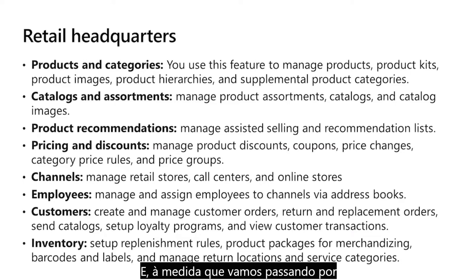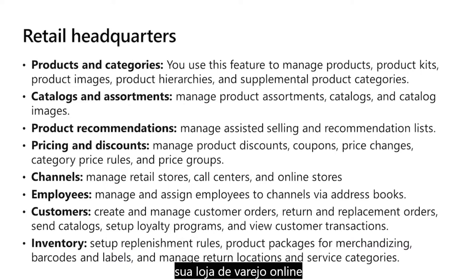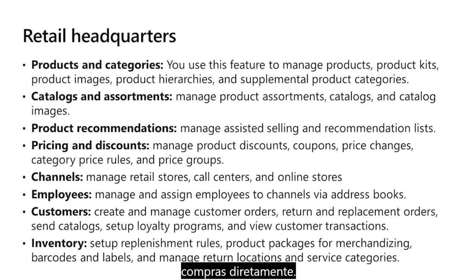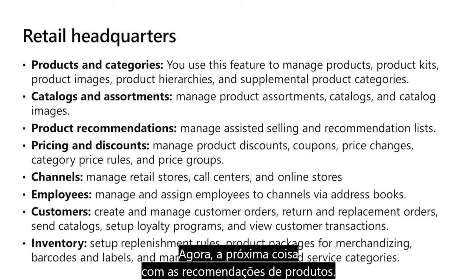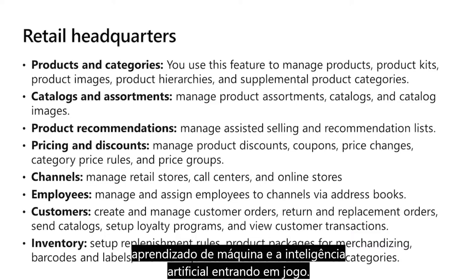And then as we go through with your catalogs and your assortments, this is where you can start to build your catalog for your online retail shop that can then be either posted for your call center employees to use or for customers to shop directly. Now, the next thing with product recommendations, this is really cool because this is where we start to see that machine learning, that artificial intelligence come into play.